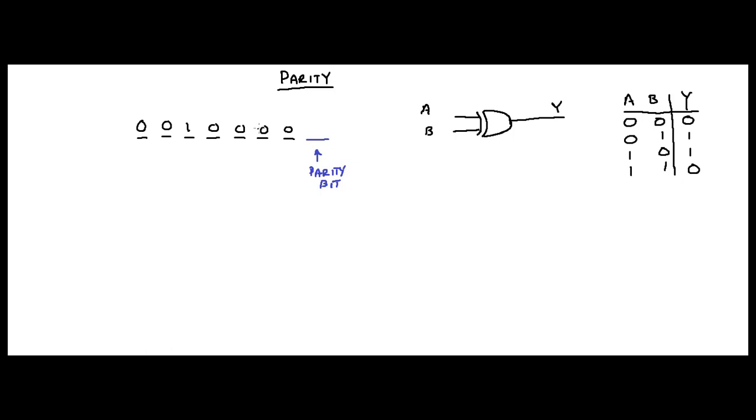Now, if we have an agreement and we want to use even parity, what's going to be your parity bit? And if we're going to use odd parity, what's going to be your parity bit? So why don't you pause the video, give it a go, and turn it back on, and we'll do it together.